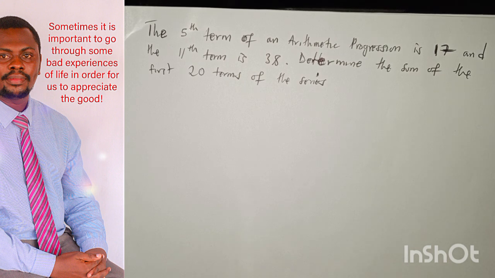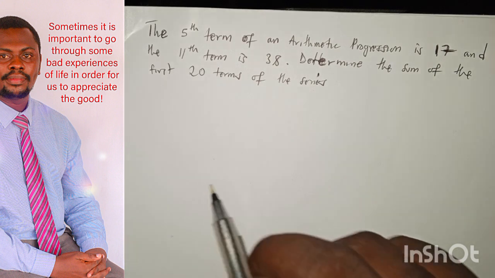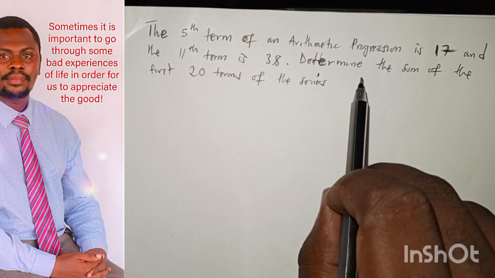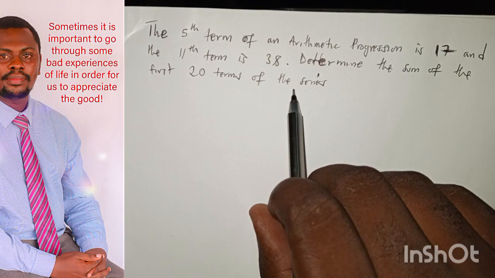Okay, so our question today is on arithmetic progression. We know that an arithmetic progression is a progression where there is a common difference between consecutive terms. Or we can say it is a series or a sequence where there is a common difference between consecutive terms. So what's the question here? We want to determine the sum of the first 20 terms.